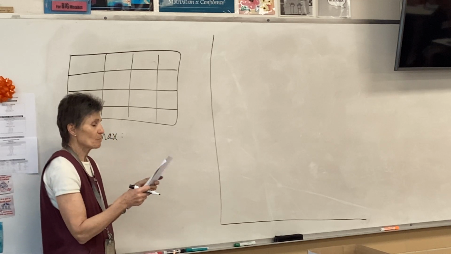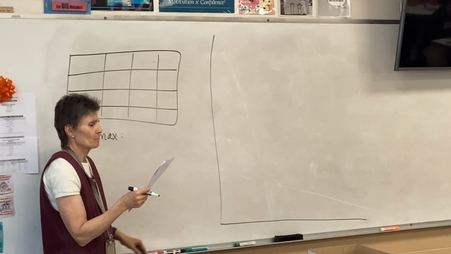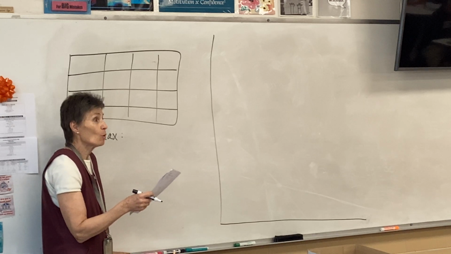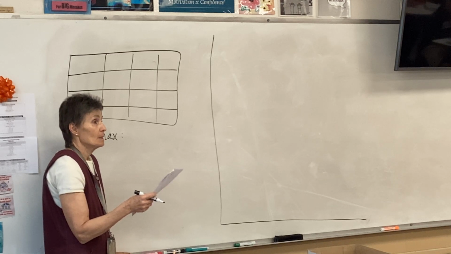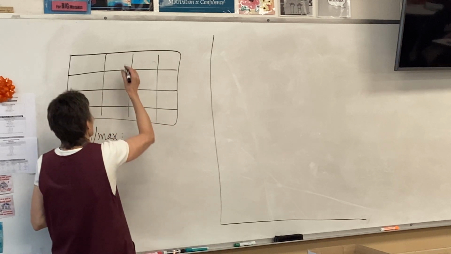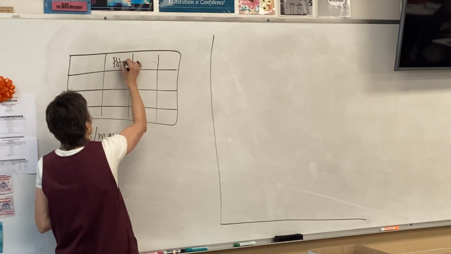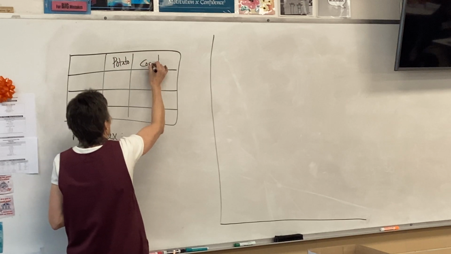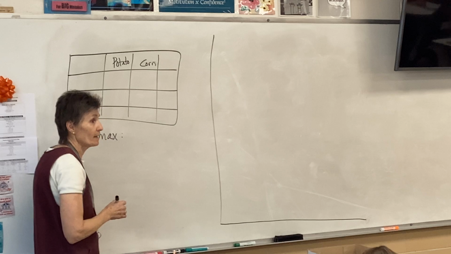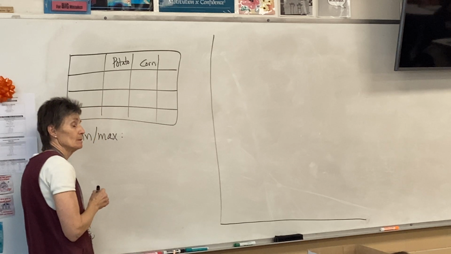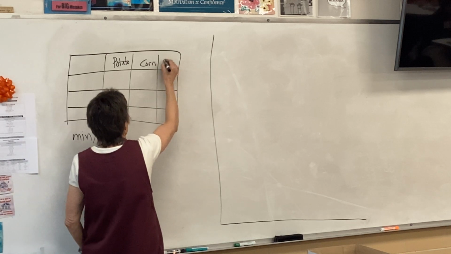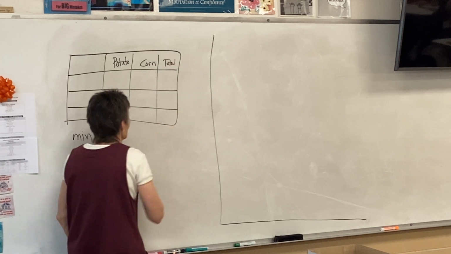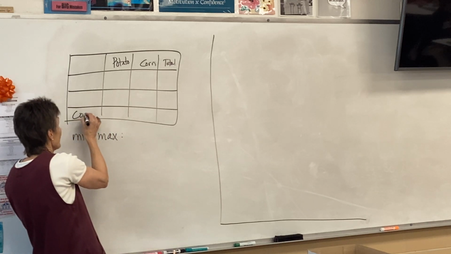What's happening in this problem? It's a farm. We have potatoes and corn. So maybe we'll put potato and corn right there. And then we'll put total here. And then cost. Cost is going to go down here probably.